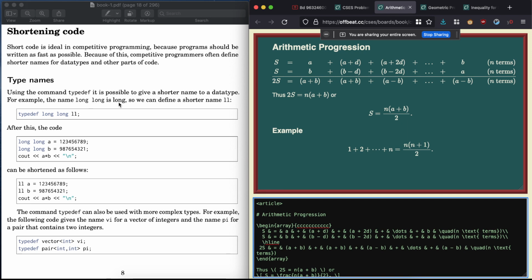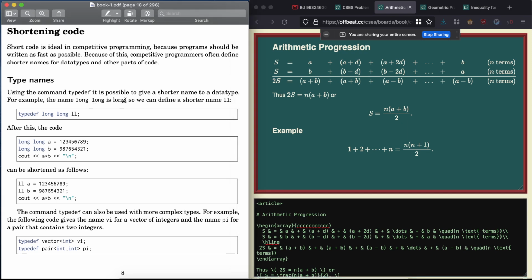For example, the name long is long. I'm guessing this was a pun. So the name long is in fact long. So we can define a shortened name, LL.